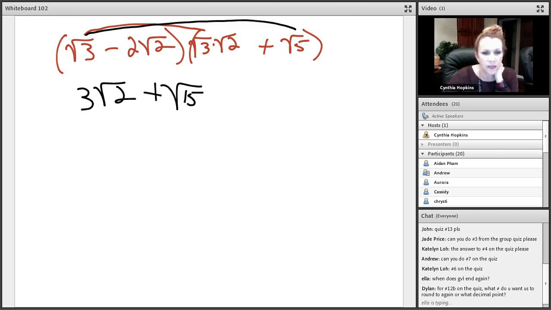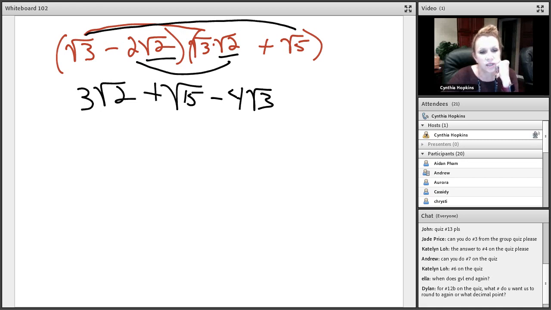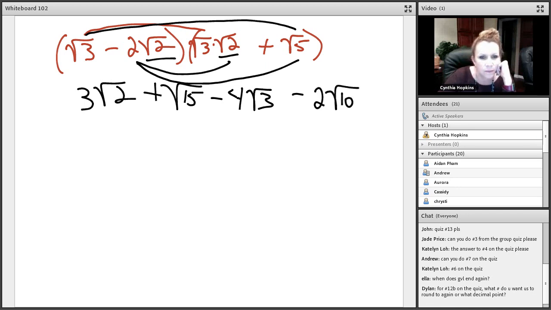Okay, for my inners, I'm going to look at the negative and the 2, but then I'm going to multiply the rad 2 times rad 2. That is also 2, so that 2 times 2 is 4. So I get minus 4 the square root of 3. Okay, and then finally, my 2 rad 2 times the square root of 5. That's going to be minus 2 the square root of 10. Okay, and that should be the exact same answer that we had before.